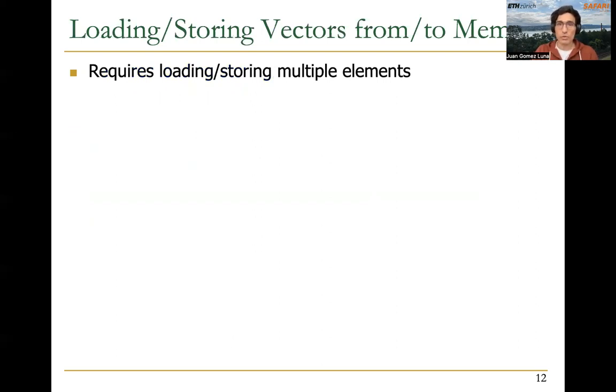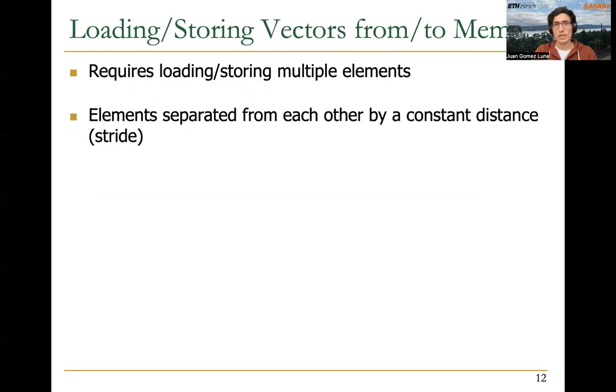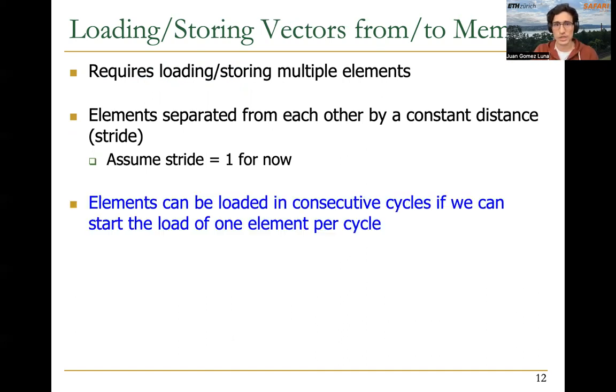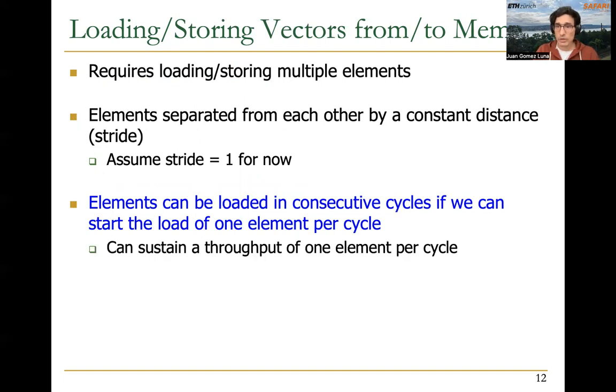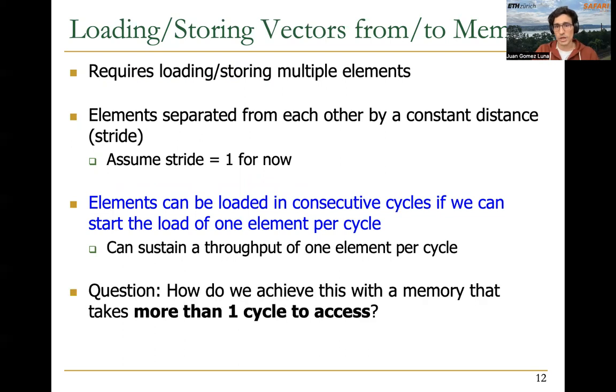Remember that one of the requirements is that we should be able to load and store multiple elements, right? And these elements can also be separated by a constant distance that is called the stride. For now, we are going to assume just a stride of 1. The elements can be loaded in consecutive cycles if we can start the load of one element per cycle, but we should be able to sustain this throughput of one element per cycle. How can we do that if one single memory access will likely take more than one cycle?